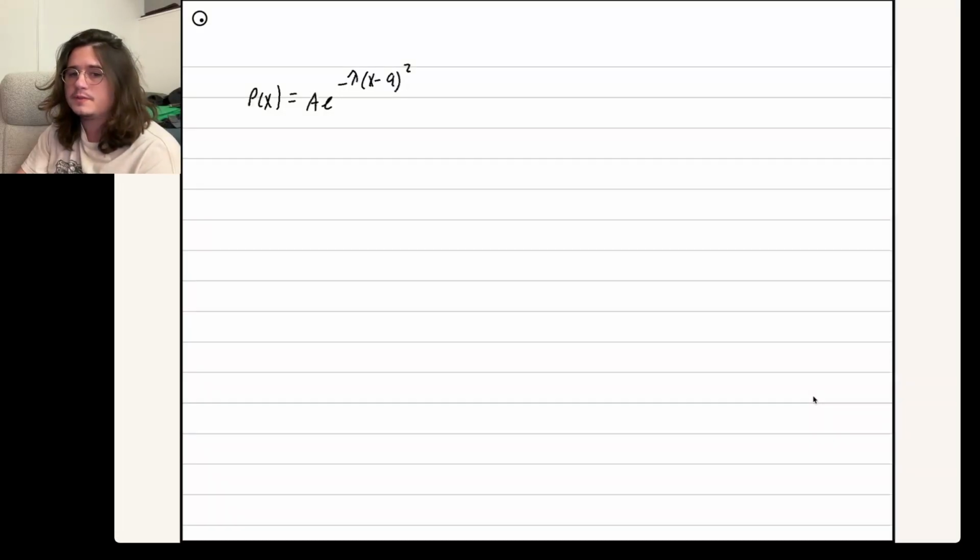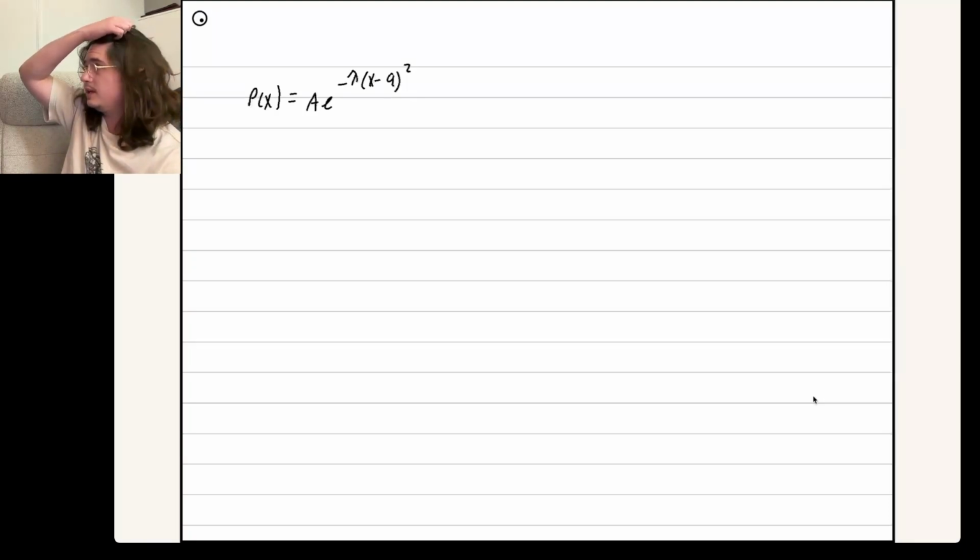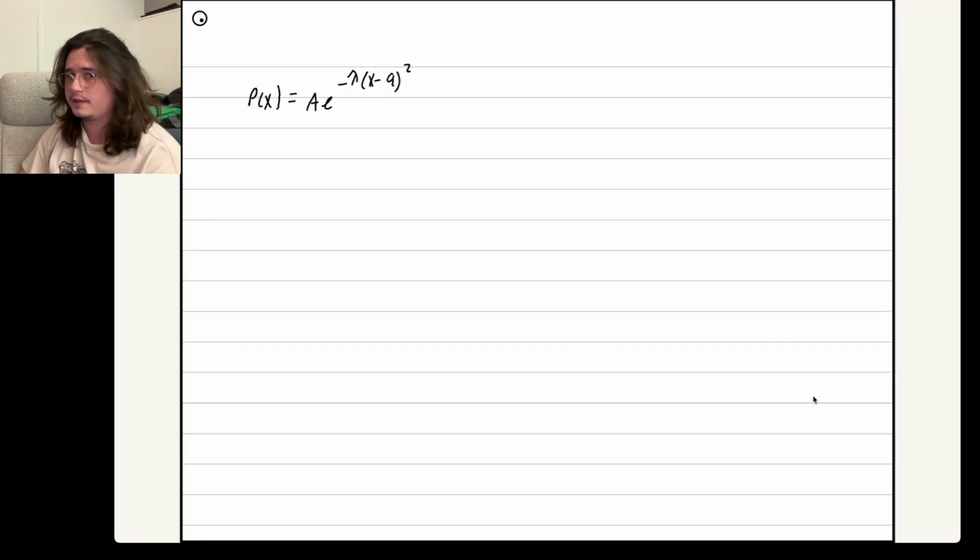Alright, silly people, here's the situation. We have a probability density given by this equation here, and we're meant to find what A is after we normalize it, as well as the expectation value of x, the expectation value of x squared, the standard deviation, and we're meant to also find a graphical representation of it.